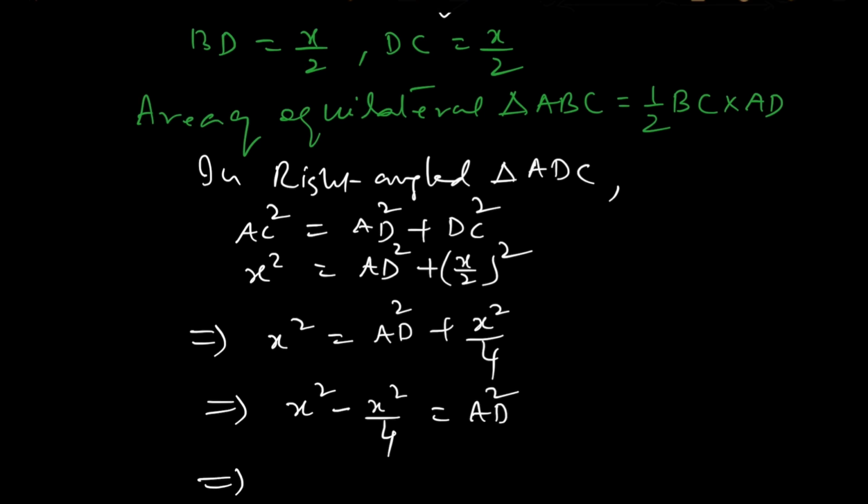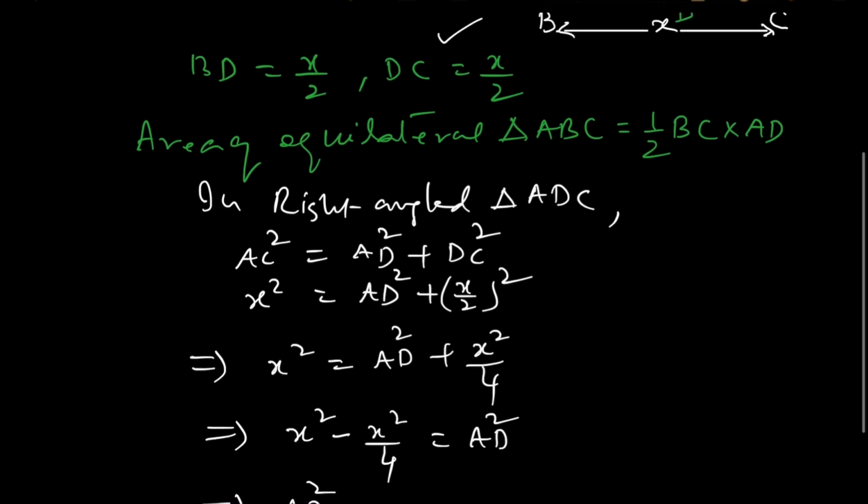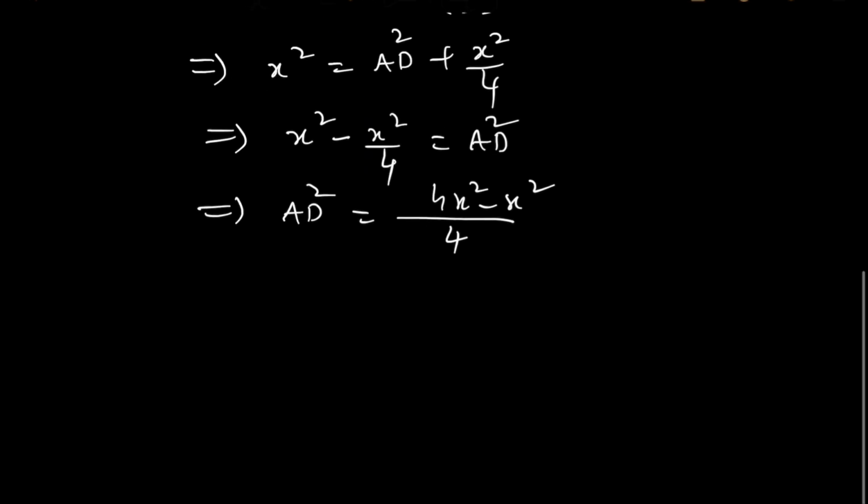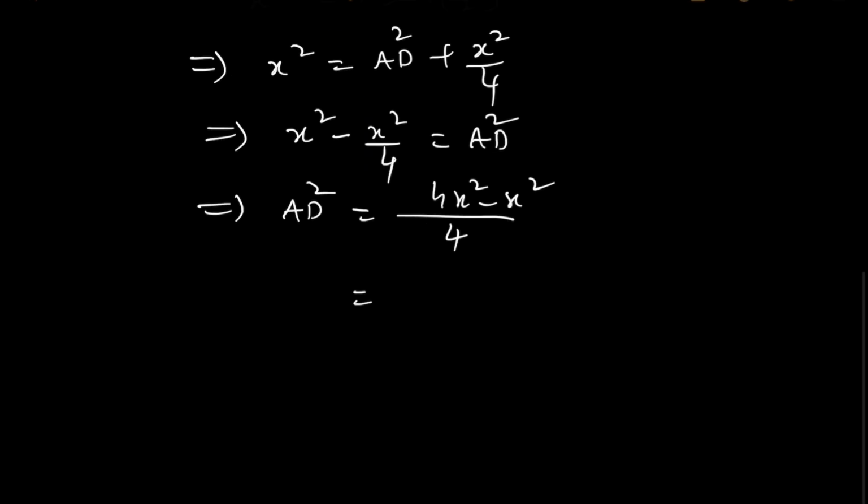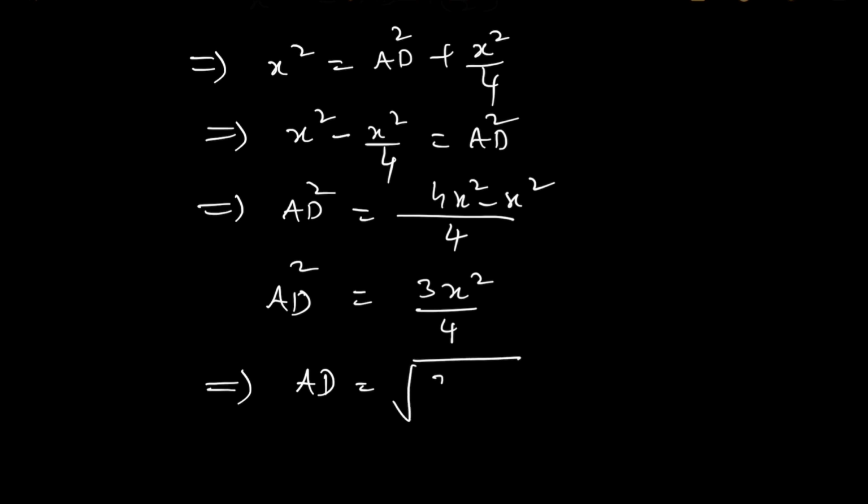Now, AD square is equal to x square minus x square by 4. The LCM is 4. 4x square minus x square. How much is it? 4x square minus 1x square means 3x square by 4. This is the value of AD square. We want AD. Therefore, take square root on both sides. AD is equal to square root of 3x square by 4, plus or minus.